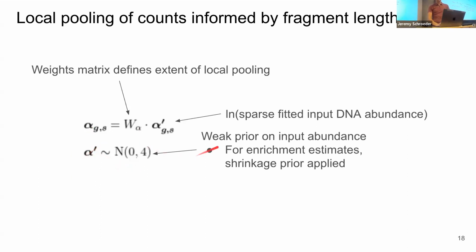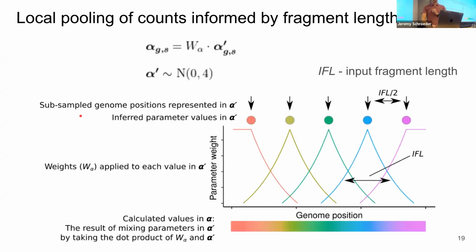And then depending on whether, again, we're using input values or whole genome sequencing counts for alpha, we get a weakly informative prior on those values. But if they're enrichment estimates, betas, we have a shrinkage prior that we apply at this point before taking this dot product to get back to our genome resolution enrichment estimates.